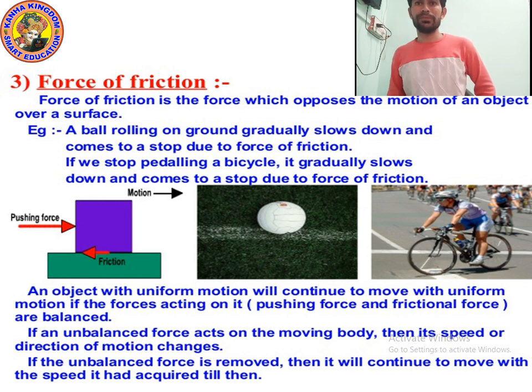So an object with uniform motion will continue with uniform motion. If an unbalanced force acts on it, then its speed and direction of motion will change. If the unbalanced force is removed, then what will happen? It will continue to move with the speed it had acquired till then.